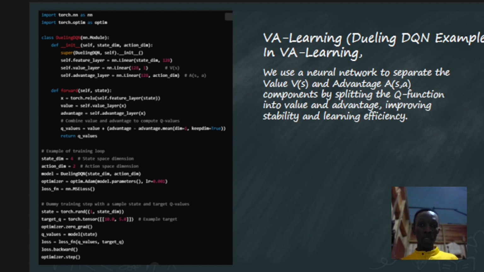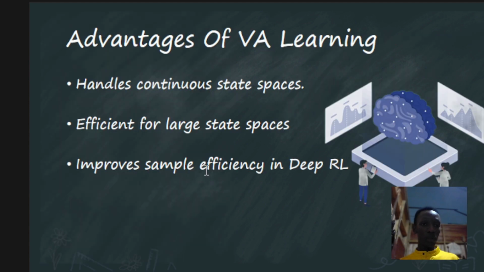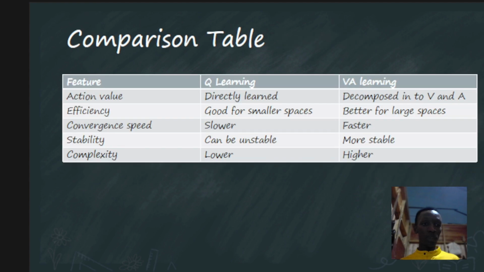So basically, in this value advantage learning, we calculate the advantage of which route we should take so that we can predict well. Among the advantages of value advantage learning, it handles continuous state spaces, is efficient for large state spaces, and also improves sample efficiency in deep reinforcement learning.